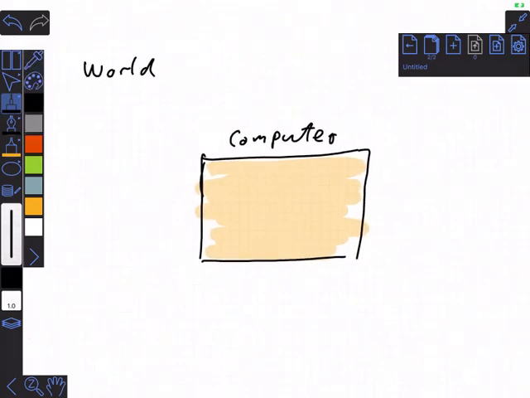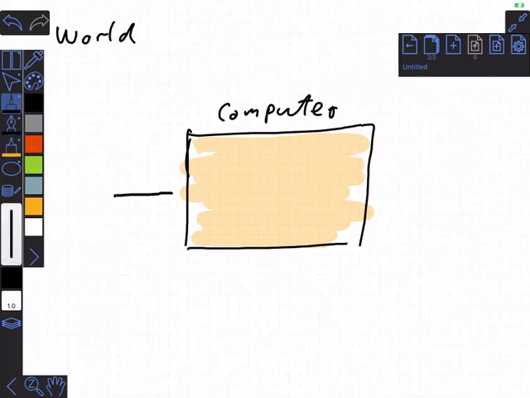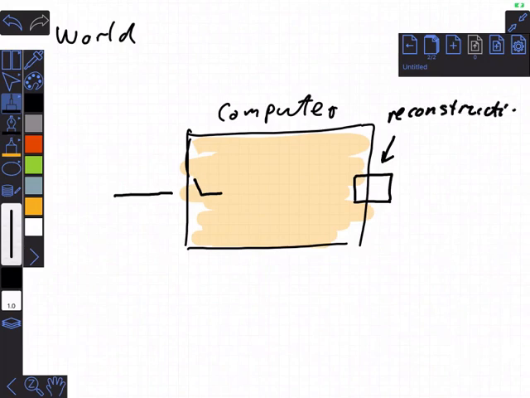Now, how do we get from the world into the computer? By means of a sample. Okay, and how do we get from the computer outside? We need to do some kind of reconstruction. And as I've mentioned before, the simplest version of a reconstruction device, the one with the lowest latency, is a zero-order hold. And so inside the computer, we now have discrete calculations.